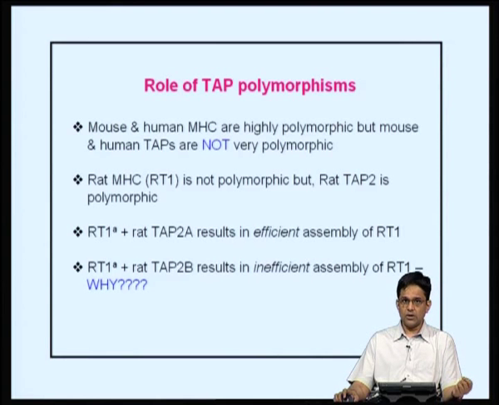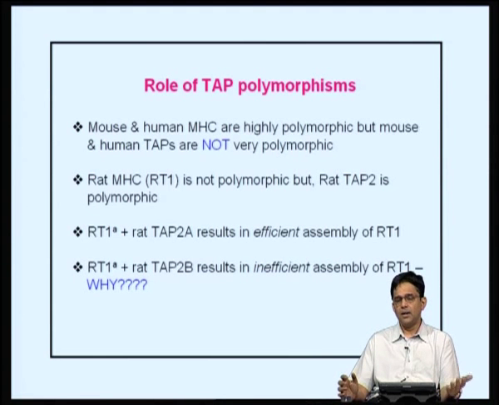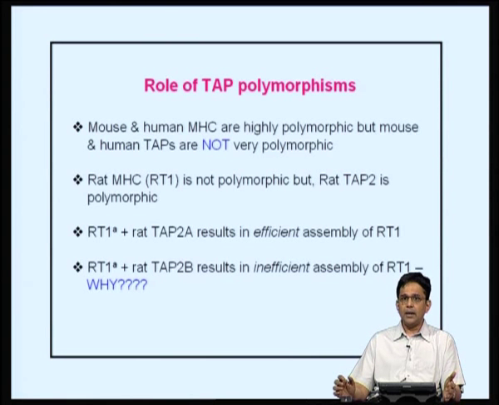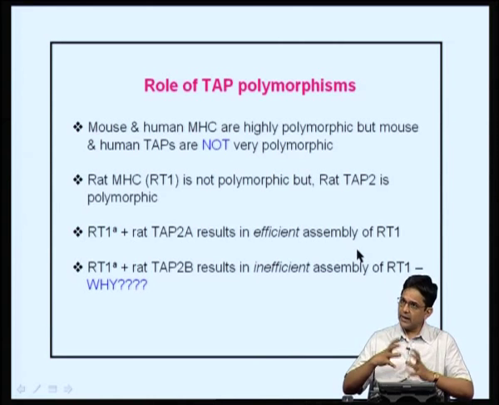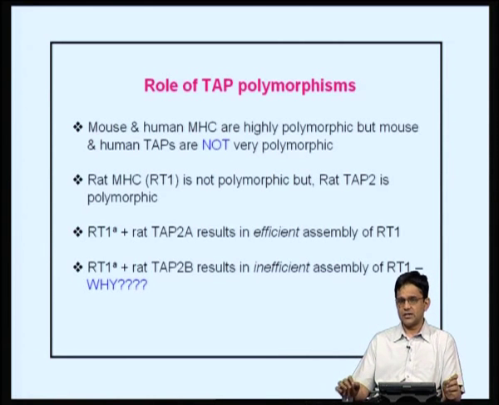What is known is that the mouse and human MHCs are highly polymorphic, but human and mouse TAPs are not very polymorphic. There are some polymorphisms, but nothing at the level at which the MHC molecules are polymorphic. Now, the rat MHC, RT1, the rat MHC class 1, is not polymorphic, but the rat TAP2 is polymorphic. And here is a very interesting observation. RT1A, this particular haplotype of the rat MHC class 1, together with the rat TAP2A results in efficient assembly of RT1. That means they get properly loaded and you have good surface expression of RT1.